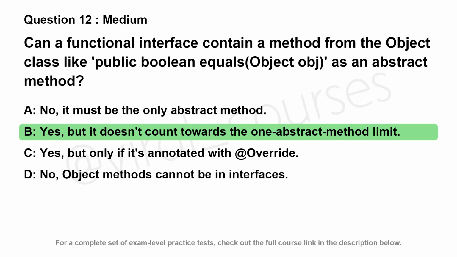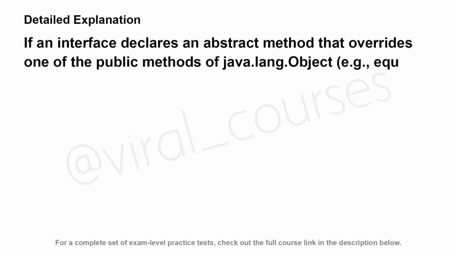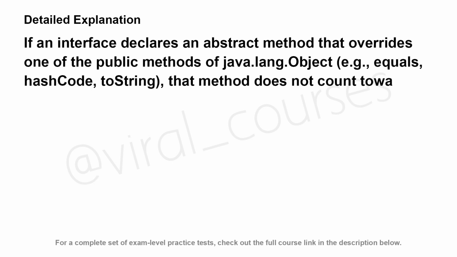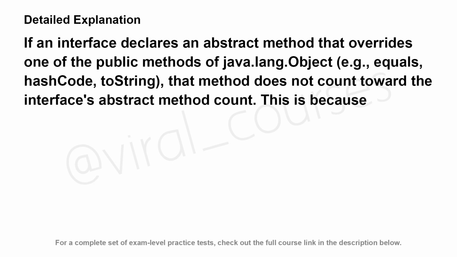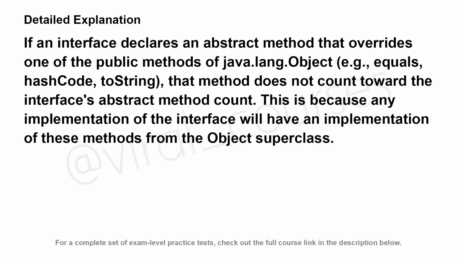The correct answer is B. If an interface declares an abstract method that overrides one of the public methods of java.lang.Object, e.g., equals, hashCode, toString, that method does not count toward the interface's abstract method count. This is because any implementation of the interface will have an implementation of these methods from the Object superclass.